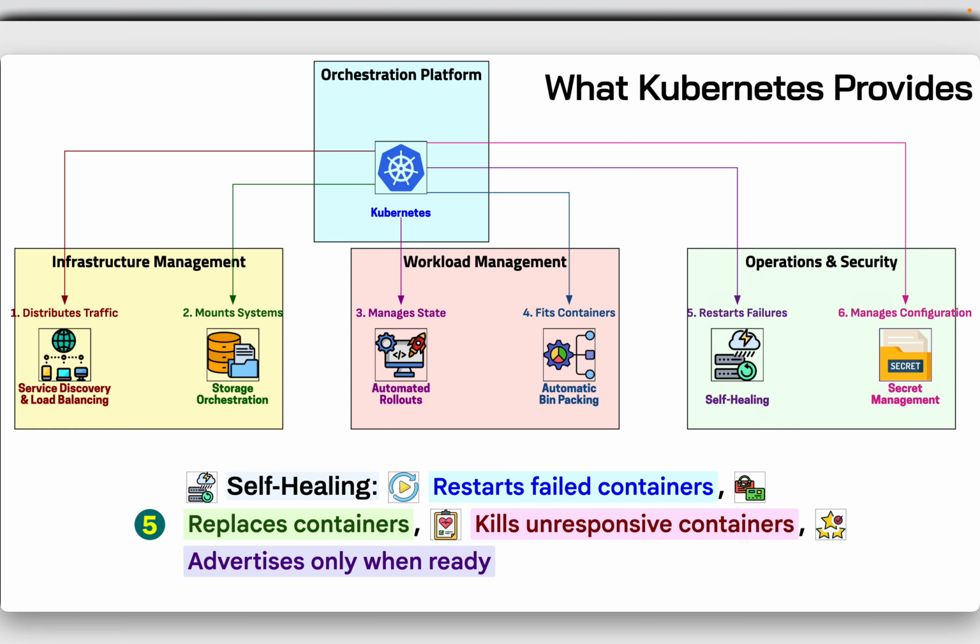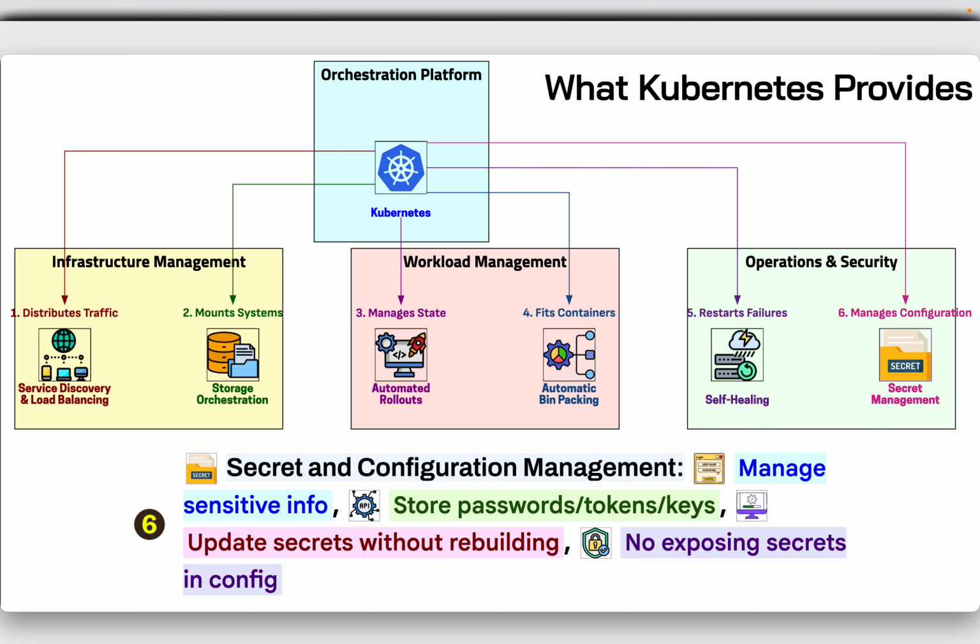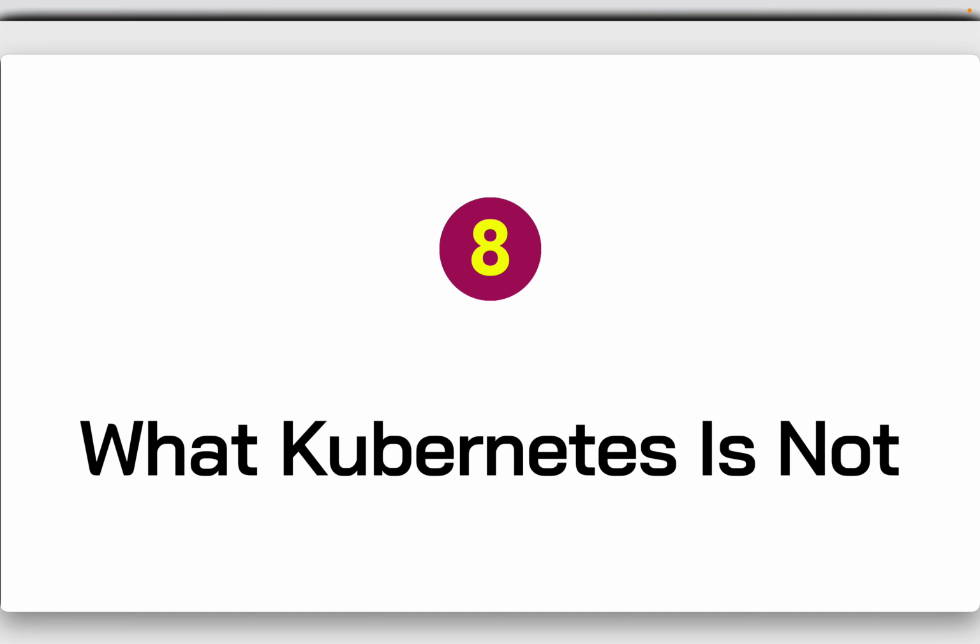Kubernetes has self-healing capabilities. It restarts containers that fail, replaces failed containers, kills containers that do not respond to your user-defined health check, and does not advertise them to clients until they are ready to serve. Kubernetes lets you store and manage sensitive information such as passwords, OAuth tokens, and SSH keys. It allows you to deploy and update secrets and application configuration without rebuilding your container images and without exposing secrets in your stack configuration. Eighth topic is what Kubernetes is not.